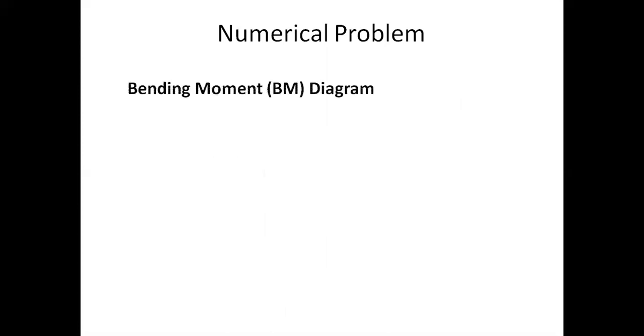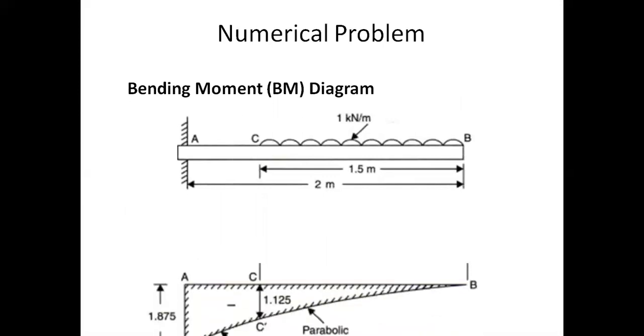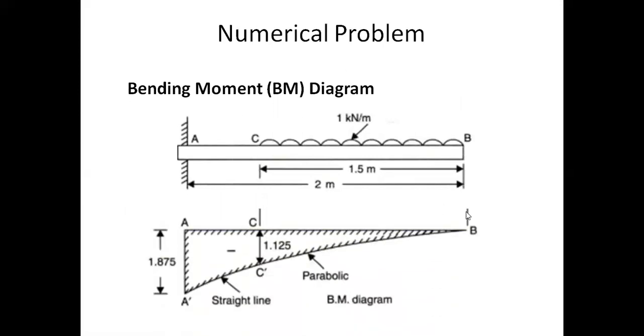Now, let us try to draw the bending moment diagram. This is the load diagram, and this is the bending moment diagram. The bending moment at B is 0. The bending moment at C is minus 1.125. The bending moment at A is 1.875. If you observe, when we join C and B, it should be a parabolic shape because it follows a parabolic law, being directly proportional to the square of the distance from the free end. And at section A, it is 1.875. When we join C dash to A dash, we have to draw a straight line. So this line should be a straight line and the other a parabolic line. This is how we have to draw the bending moment diagram.